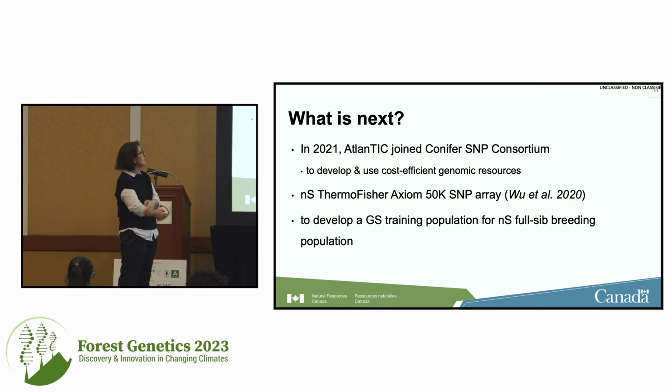There is an already developed Norway spruce 50K SNP array by Harry Wu's group from Sweden. And then since they joined this group, they allow us to do the genotyping in a cost-effective way, much cheaper. And then the idea here is to develop a new genomic selection training population for the Norway spruce full-sib breeding population.